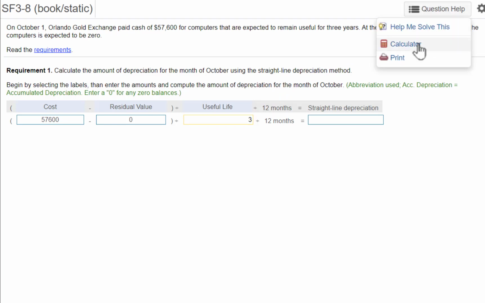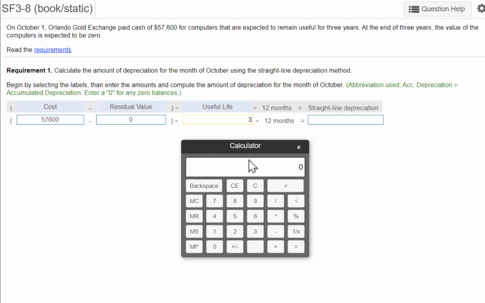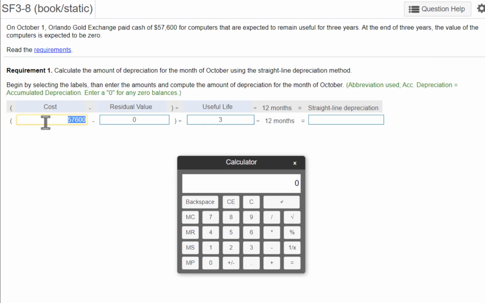So let's see here. We're going to take 57,600 divided by 3. 57,600 divided by 3 gives us $19,200 of depreciation per year. And then they want us to calculate it per month. So we divide by 12. And that gives us $1,600 of depreciation per month.